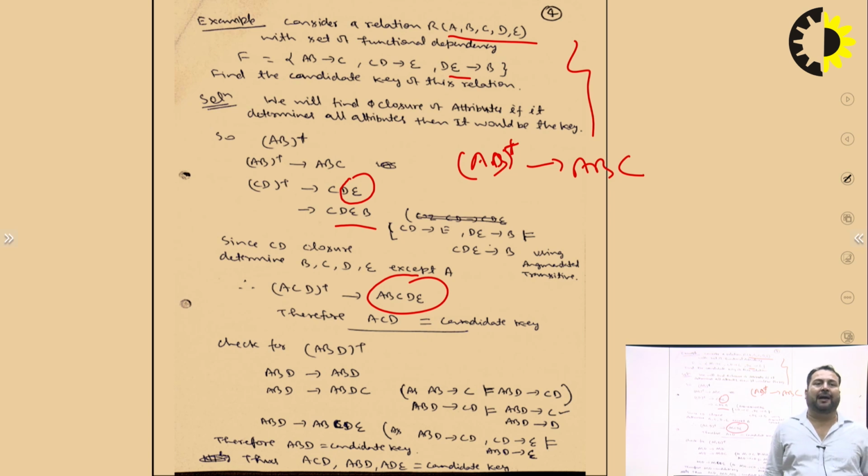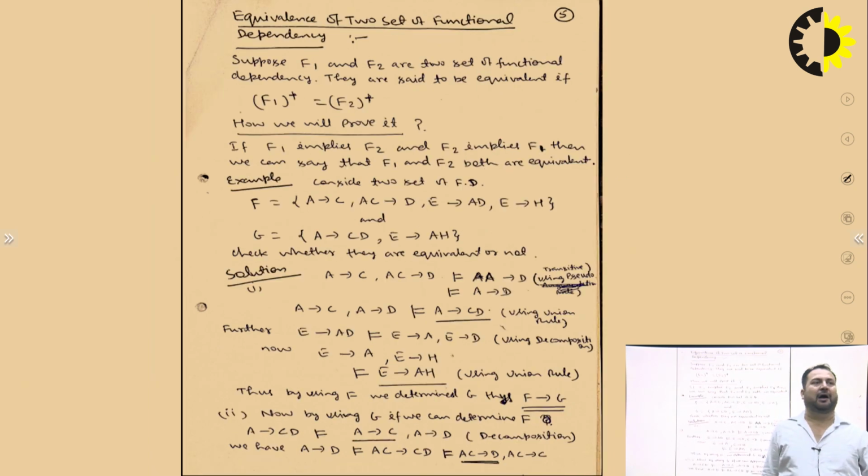So to find out the candidate key or super key, we have to calculate the closure of attributes, and if the closure of an attribute determines all the attributes after applying all inference rules based on the FDs, then we can say that particular attribute will be the candidate key or super key.